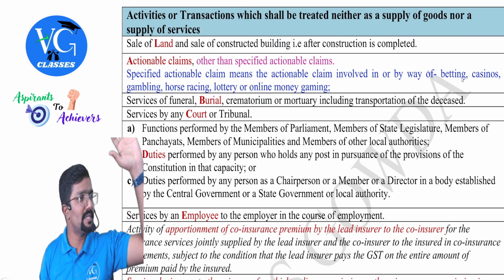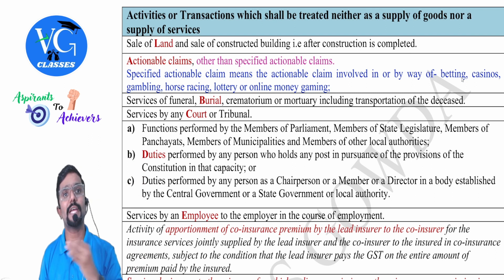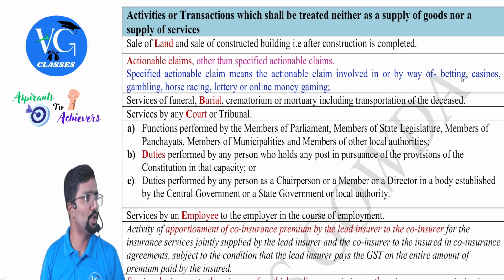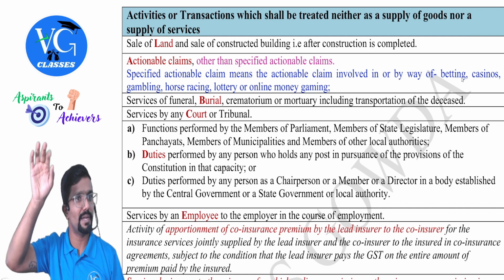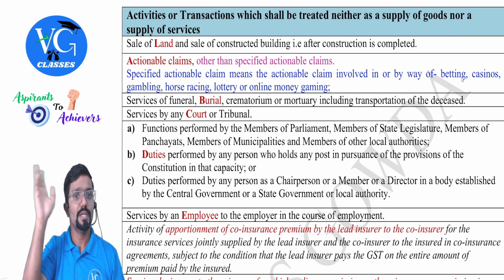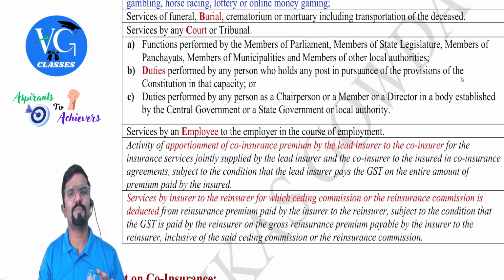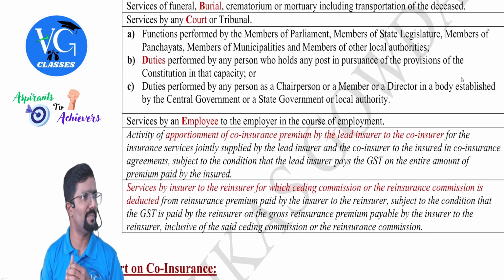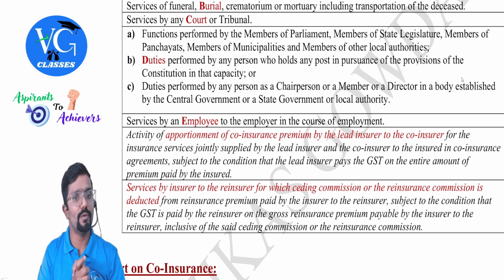L stands for land. Sale of land is outside GST, along with constructed building. Next, A for actionable claim, but other than specified actionable claim. B for burial services, which includes crematorium and all. Then C for services by court and tribunal. Then D for duties performed by so and so parties. They have given the list of people. If they perform any duties, then it is a part of negative list. Then E for employment service.